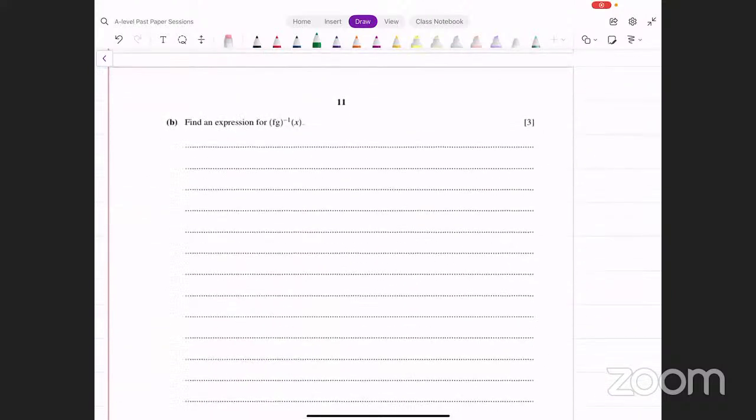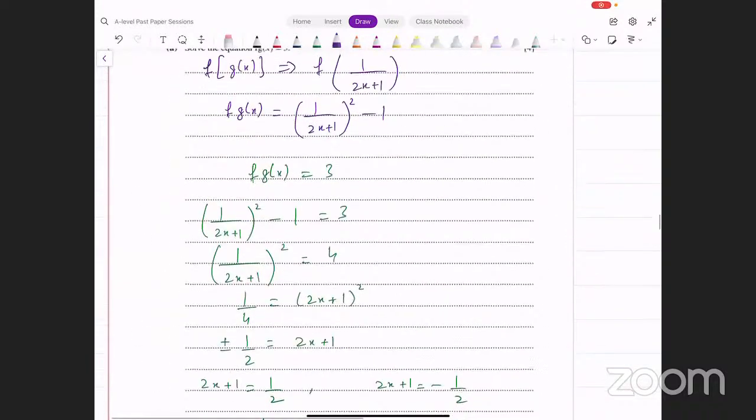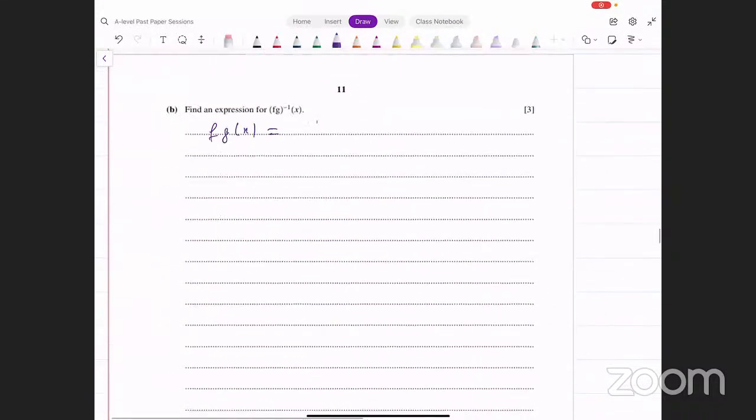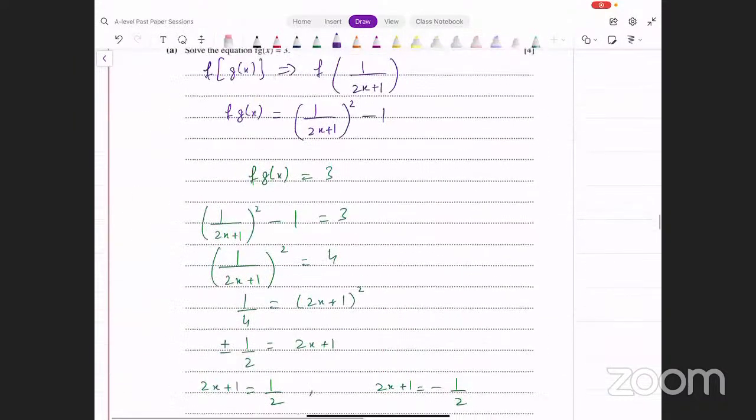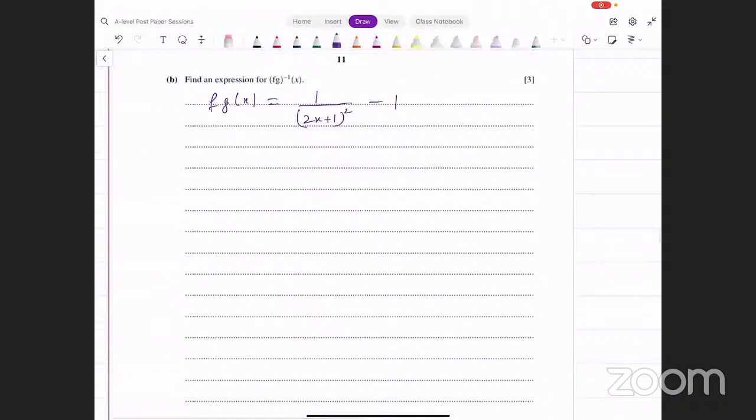Now it says find an expression for (fg) whole inverse of x. Now you just have to find the inverse function, but it's not of a simple function. They asked you for the inverse of a composite function. The notation looks a bit confusing, but the process is exactly the same as before. You find the inverse of the fg function. You already have the fg function, which you found earlier. What was fg of x? fg of x was 1 over (2x plus 1) whole square, minus 1. I've already evaluated this. Just apply the inverse process to it.